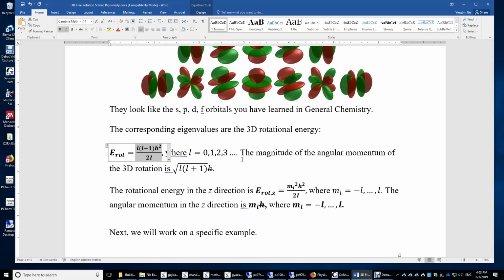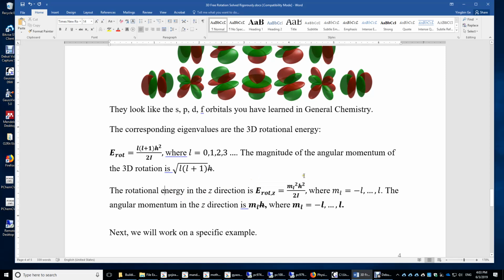So what about the angular momentum? Well, it's very simple. Because the rotational energy is the angular momentum squared over 2I, therefore this part on top is the angular momentum squared. Therefore, the magnitude of the angular momentum is the square root of L times L plus 1, and then times h bar.